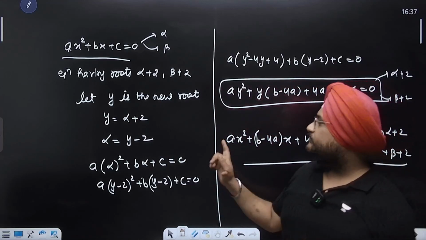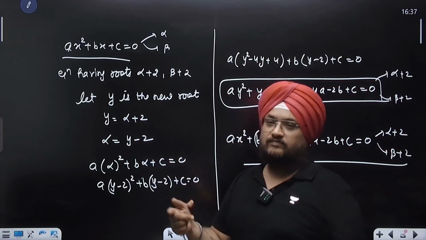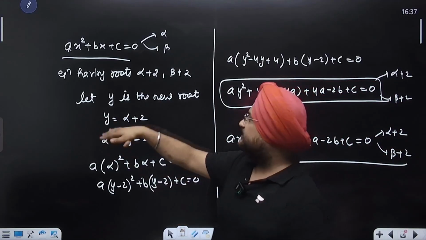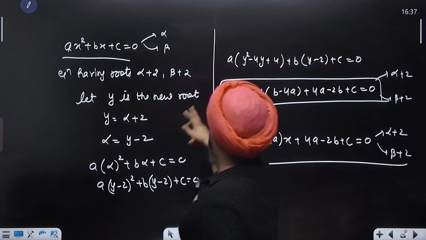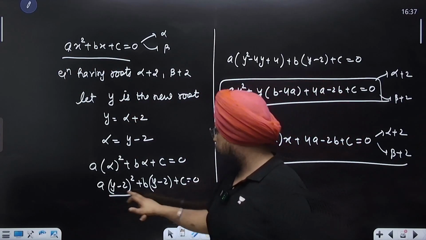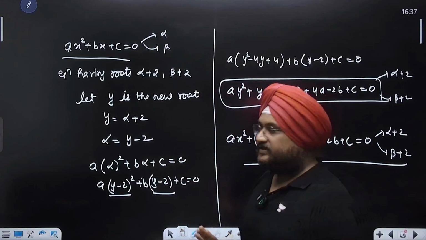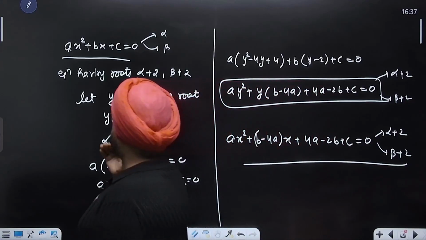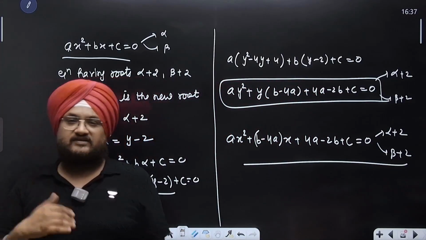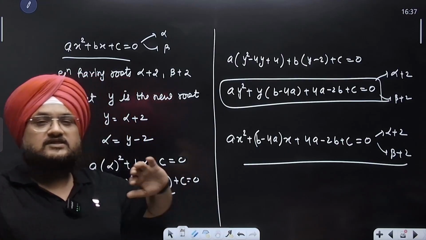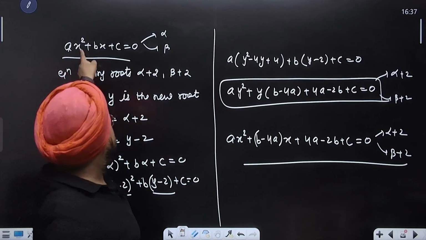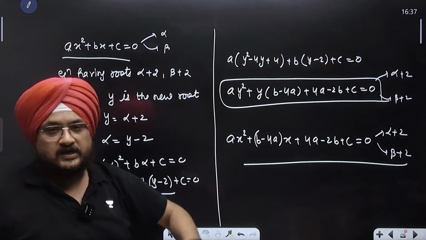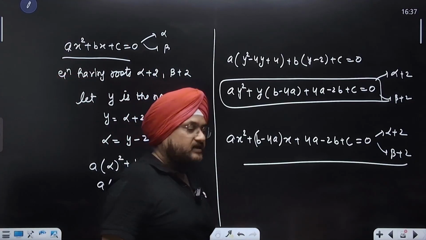If I want to find the equation whose roots are alpha plus 2 and beta plus 2, just substitute x minus 2 in place of x in the equation. If we have to find the equation whose roots are alpha minus 1, beta minus 1, what will we substitute? We will substitute x plus 1 in place of x. Replace x by x plus 1 and you will get the roots as alpha minus 1, beta minus 1.